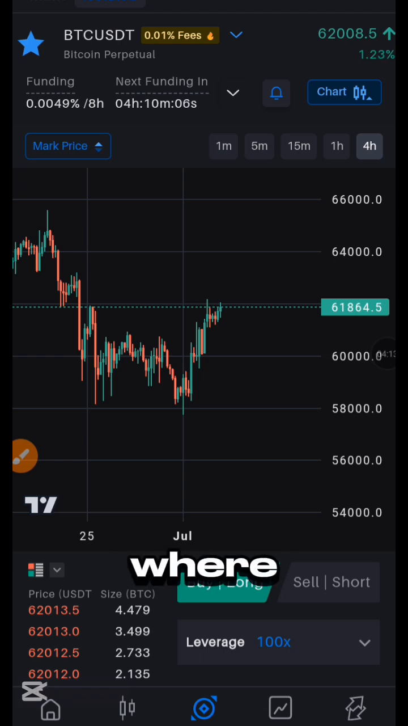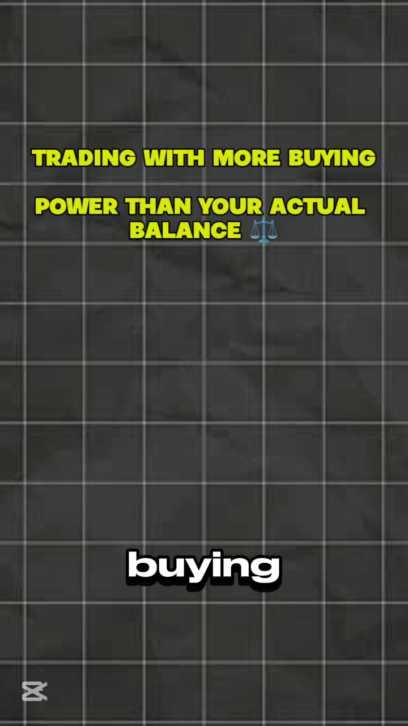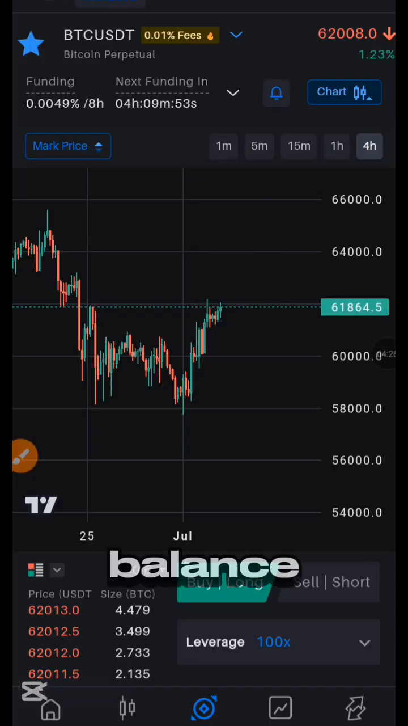Now this is where many beginner traders get confused. I'm going to be explaining what leverage means. What is leverage in futures trading? Leverage simply means trading with more buying power than your actual balance.